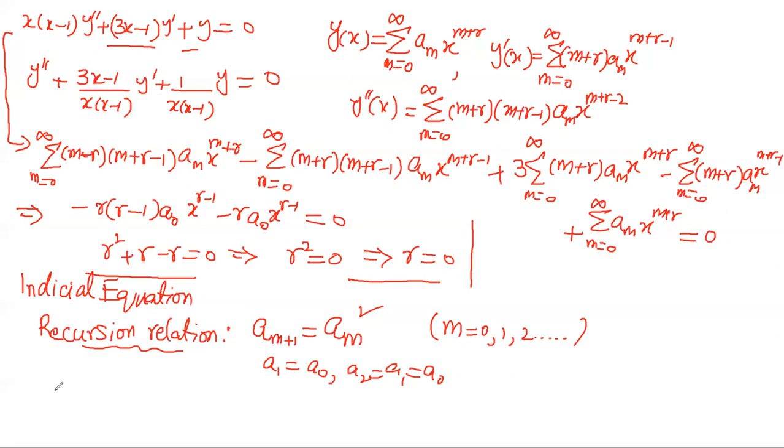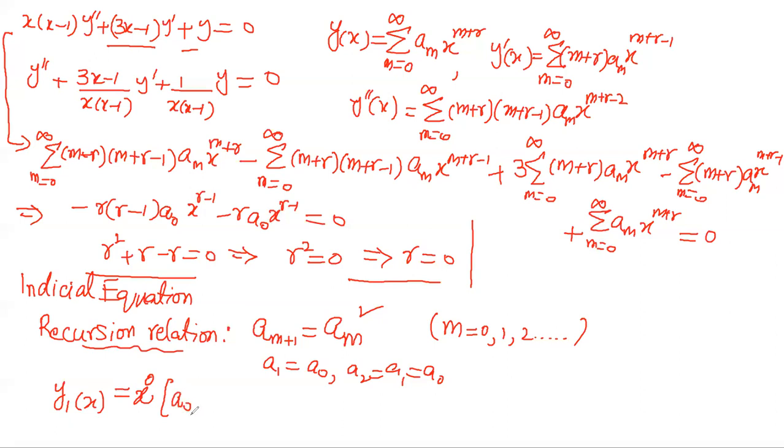So what was our solution? For example, the first solution in this first case was x to the power r. What is x to the power r? r is 0. In this case, r is 0, into a naught.